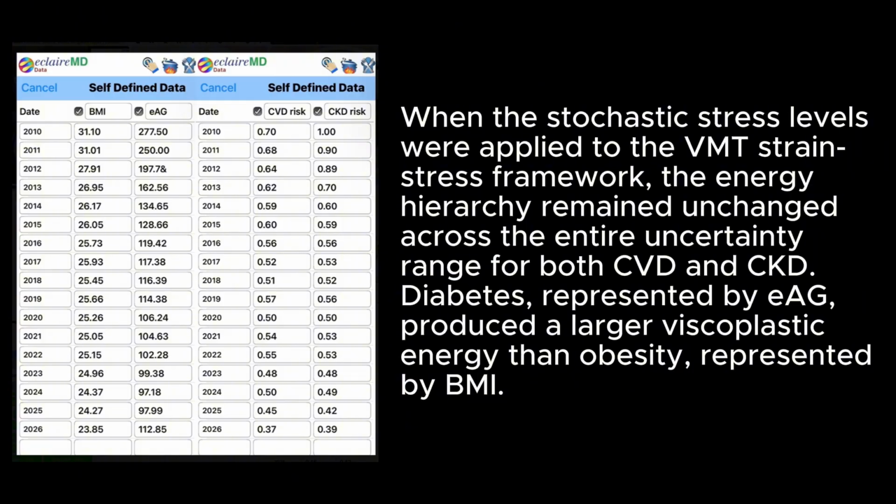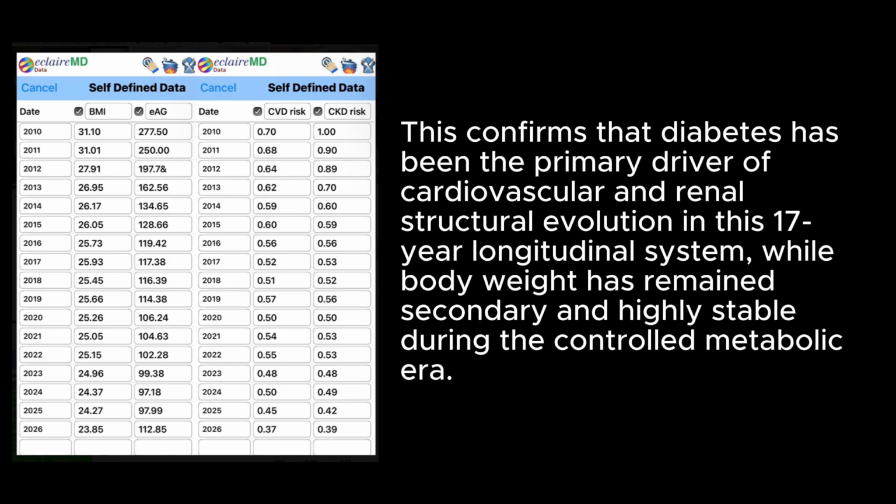When the stochastic stress levels were applied to the VMT strain stress framework, the energy hierarchy remained unchanged across the entire uncertainty range for both CVD and CKD. Diabetes, represented by EG, produced a larger viscoplastic energy than obesity, represented by BMI. This confirms that diabetes has been the primary driver of cardiovascular and renal structural evolution in this 17-year longitudinal system, while body weight has remained secondary and highly stable during the controlled metabolic era.